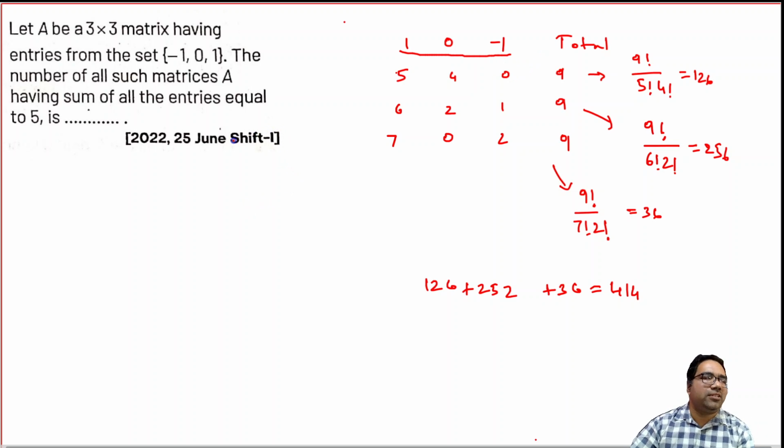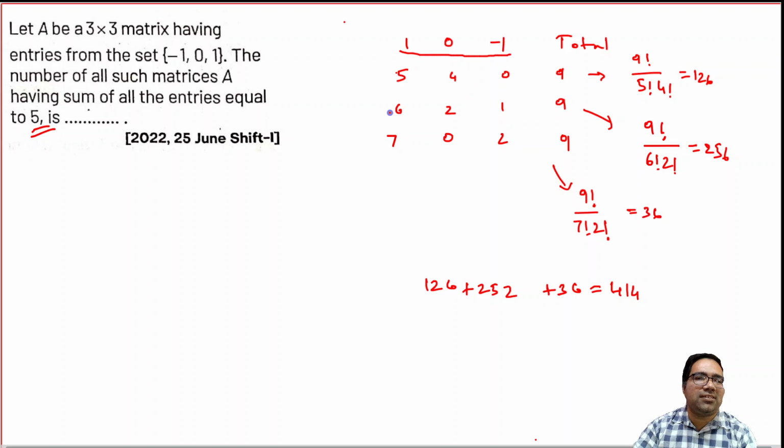Now, similarly, if the total has to be 5 and all the entries are -1, 0, and 1, then at least there should be 5 ones. If we take only 4 ones, then the total at max will become 4 or lesser. If you put all the remaining as zeros, the total will become 4, and if you put any -1, then the total will become lesser than 4. The total has to be 5, so at least there should be 5 ones.